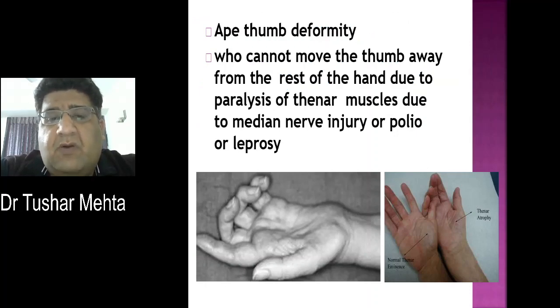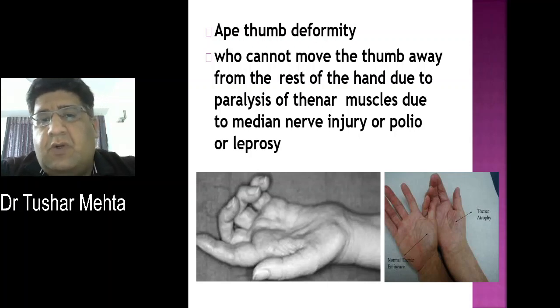Now when we talk about ape thumb deformity, which is also called, please try to remember, simian hand. Ape thumb deformity or simian hand is basically when you cannot move the thumb away from the rest of the hand. Why? Because of the paralysis of the thenar muscles. Why? Because of the median nerve involvement. Are there any other causes? Yes. Now this is very important for all of us to understand, that simian hand or ape thumb deformity is not only due to median nerve paralysis, it can be due to a cause like polio. It can be due to an etiology like leprosy.